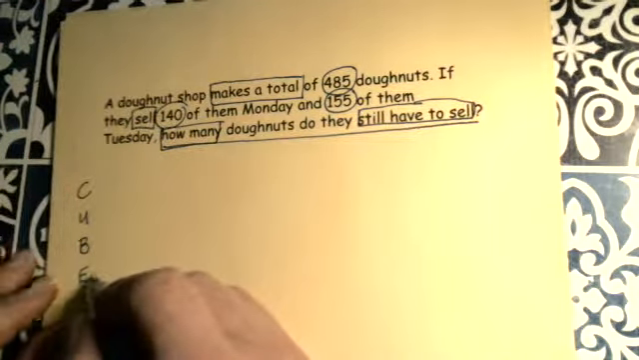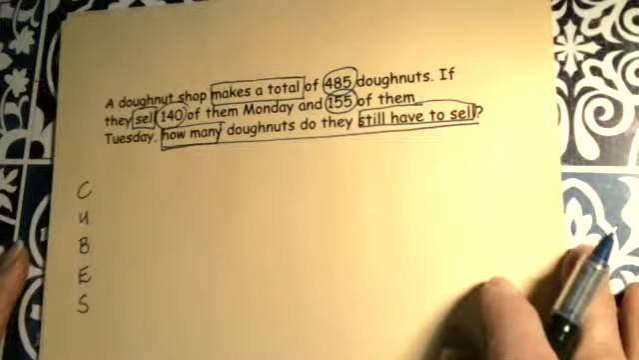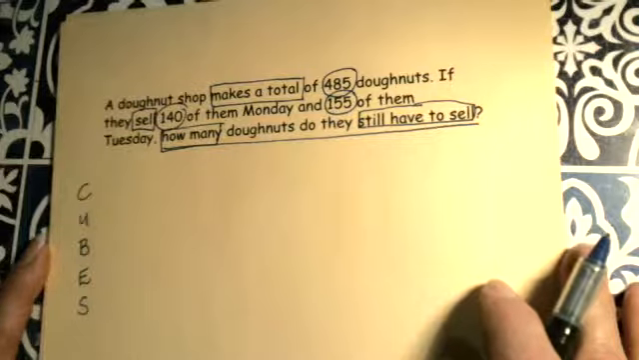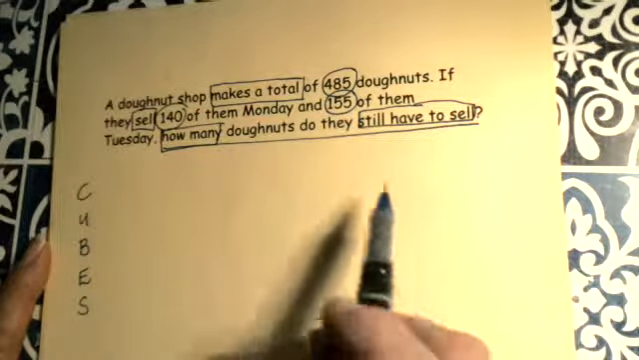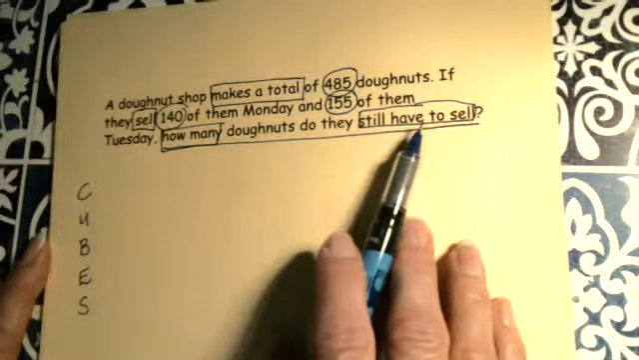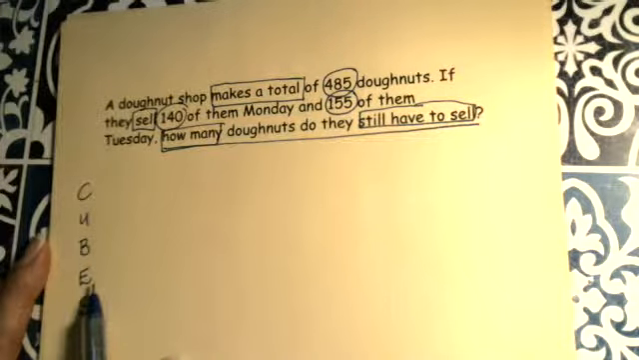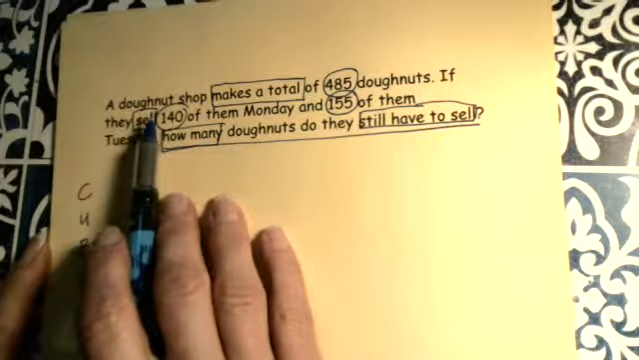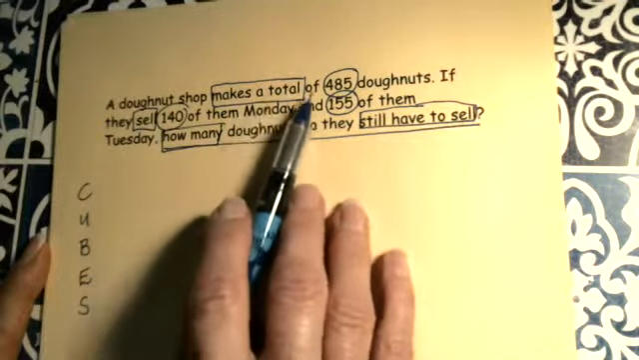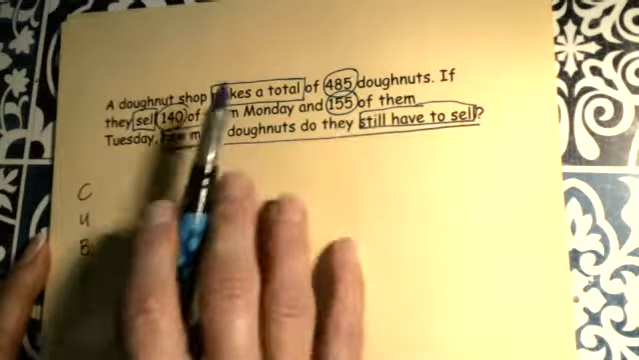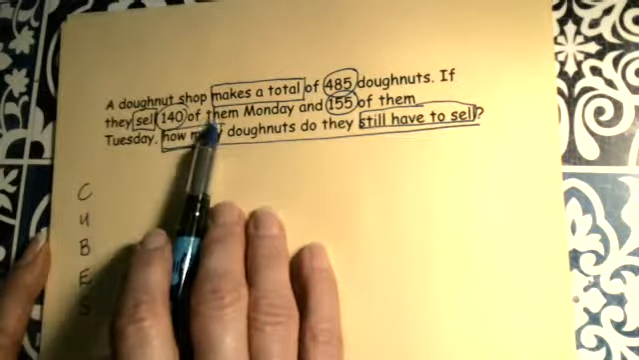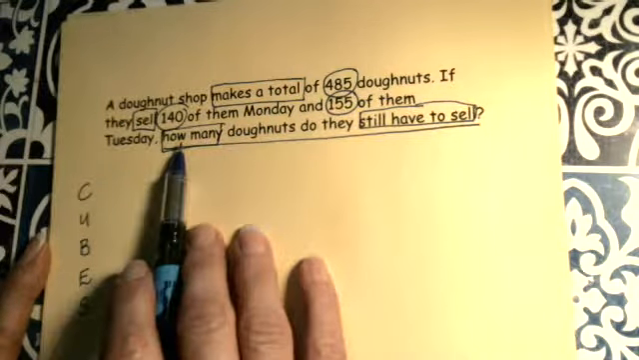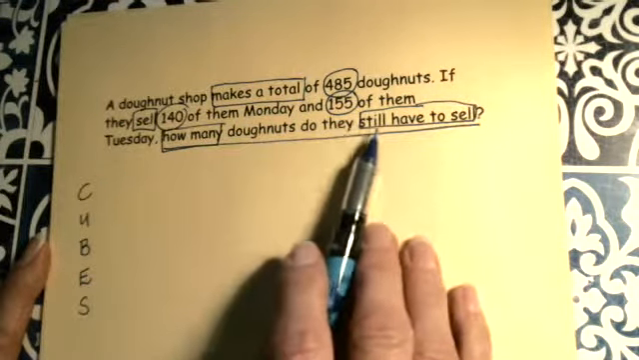Okay, so now I look at the E, and the E is for eliminate any extra information. Mostly it's talking about numbers that would confuse you. I don't really see any extra information here. So the other part of the E is to write an equation before we try to solve it. So again, I'm going to read it. A donut shop makes a total of 485 donuts. If they sell 140 of them Monday and 155 of them Tuesday, how many donuts do they still have to sell?